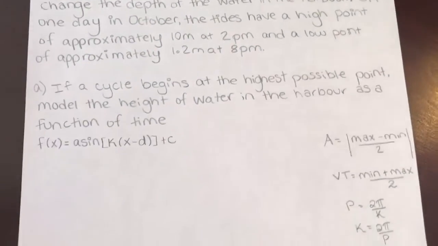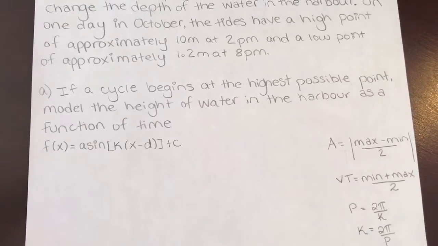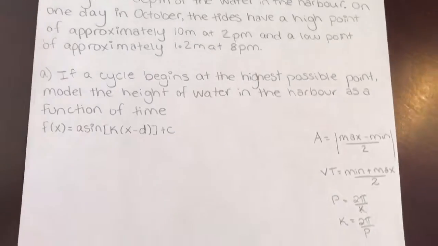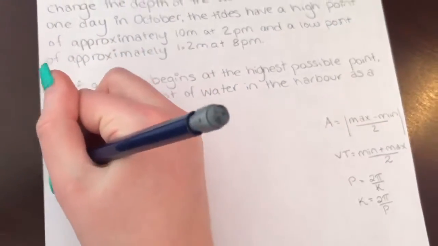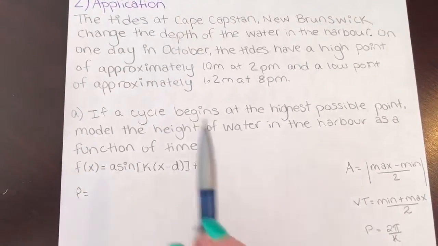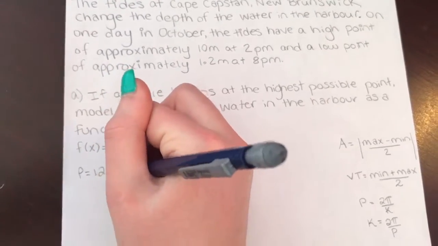Okay, so our first question says, if a cycle begins at the highest point possible, model the height of the water in the harbor as a function of time. So here's our standard equation again, because that's what we're solving for. And again, we have our values on the side. If we're looking at the period, we are looking at time, and it wants 1 full cycle. So we know our period is going to be 12 hours.